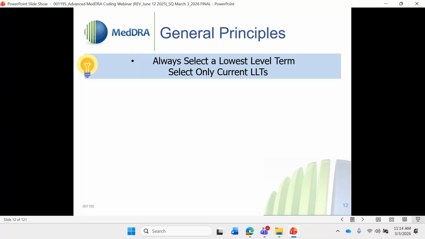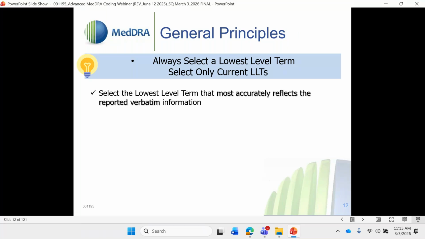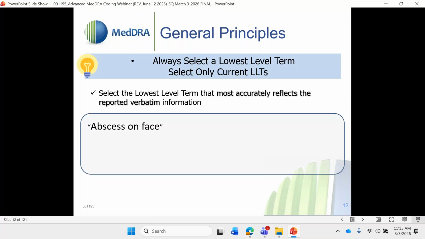Okay, and of course, the primary aim is for you to select the LLT that most accurately, and we're going to emphasize this point over and over throughout our exercises, reflects what has been reported in your verbatim. So let's take an example right here. In the parentheses, you see an example of a reported verbatim. For example, if you had the term abscess on face, this is the information on your report. How would you code that?